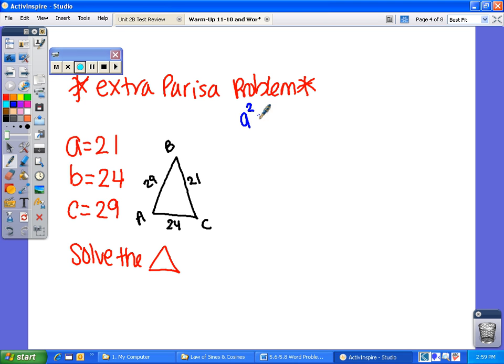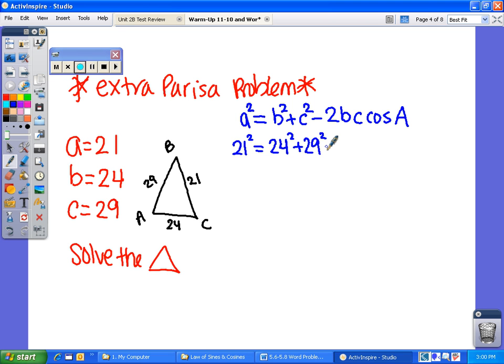So I think I'm going to solve for A, because A comes first in the alphabet. Easier to solve. So the formula would be A squared equals B squared plus C squared minus 2BC cosine of A. It does not matter how you set up the problem, just as long as your capital A matches what's after the equal sign. So I have 21 squared equals 24 squared plus 29 squared minus 2 times 24 times 29, all times the cosine of A.